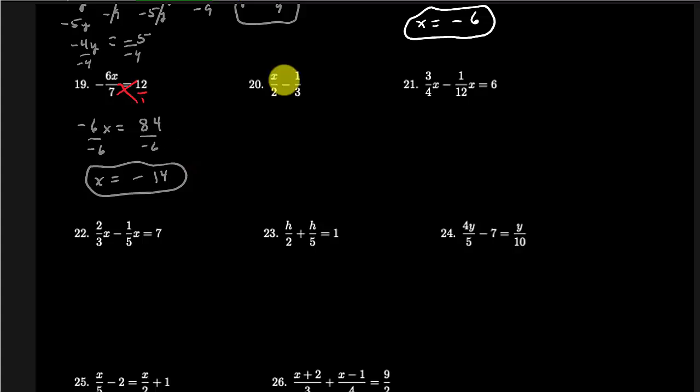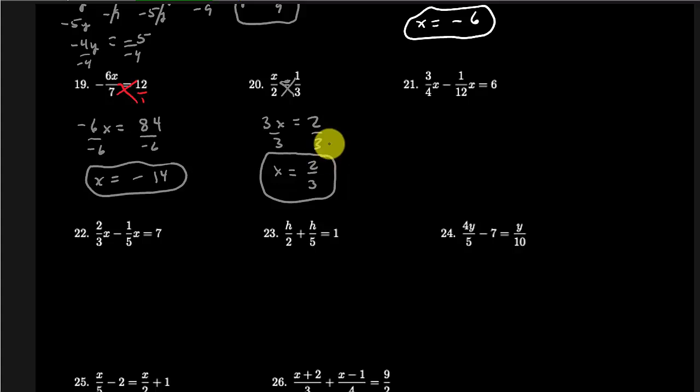Now, here I've got a little typo. I'm thinking that should be an equal sign right there. It's a minus. It should be an equal sign. All right, so here we're going to cross multiply. So I get 3x is equal to 2. 3 times x is 3x. 2 times 1 is 2. Divide both sides by 3. I get x is equal to 2/3.